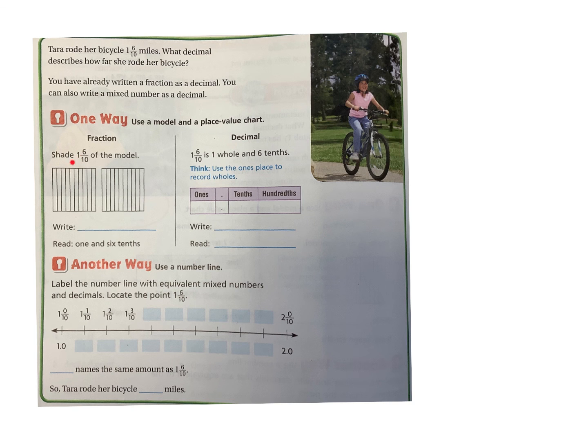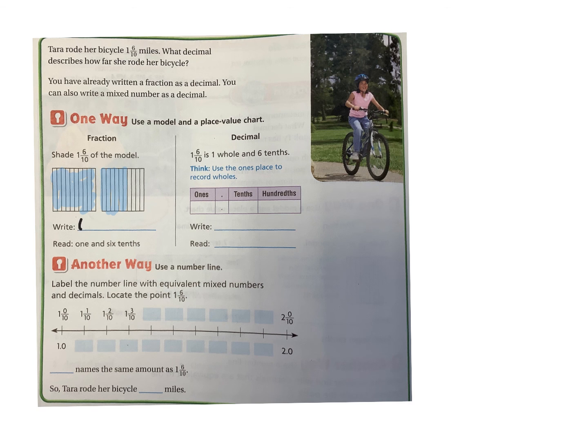She did 1 whole, so this would be 1 whole, and then they split into tenths. Both are split into tenths, but we know 1 whole is 10/10, right? So we would shade in all of that for the 1 whole. And then 6/10, 1, 2, 3, 4, 5, 6/10 of the other side.